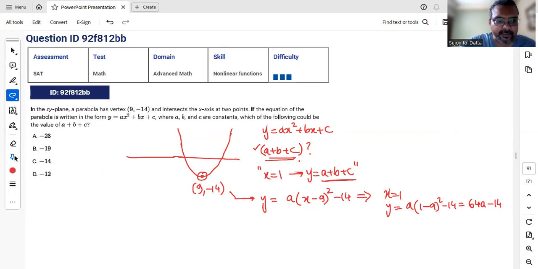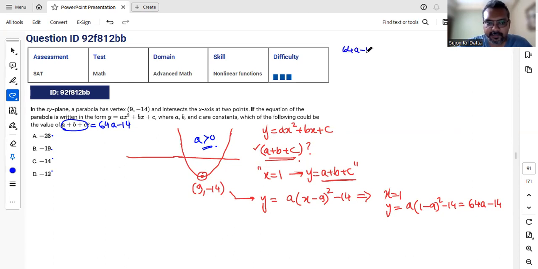So what we have got till now is that this a plus b plus c is nothing but 64a minus 14. The advantage of doing this is instead of 3 unknowns a, b, c, now we have only 1 unknown to bother about, right? Only a. And from this graph, given this shape, we know that a is positive. So we just need to check for which of these values of 64a minus 14, these options, is a coming out to be positive. So let's try that. I'm just showing it here.